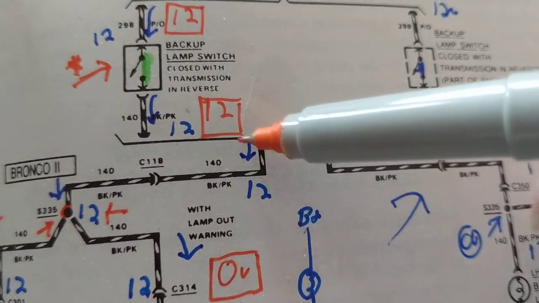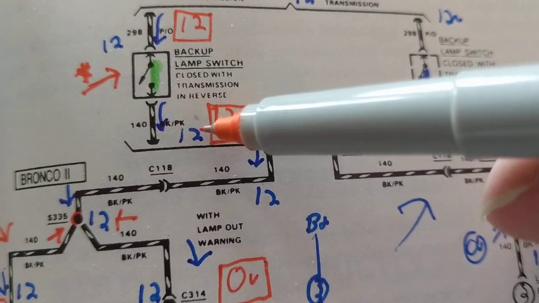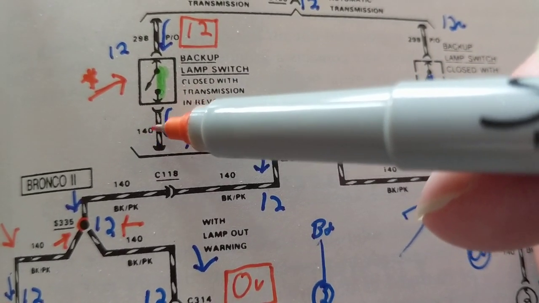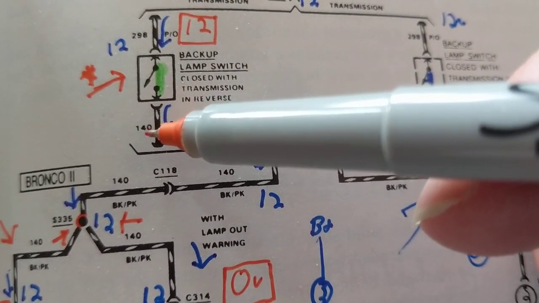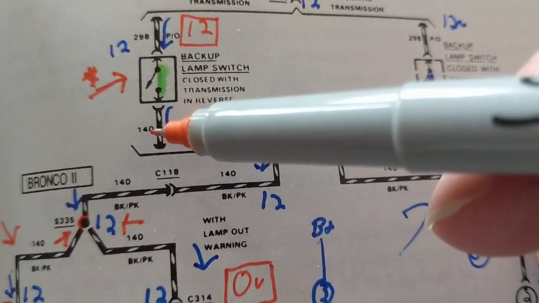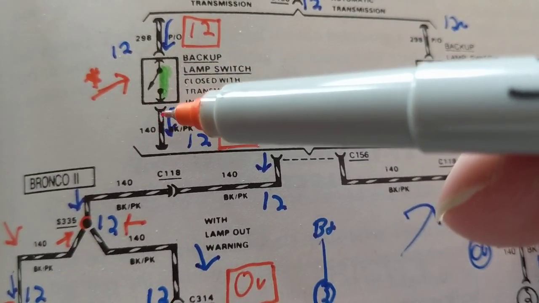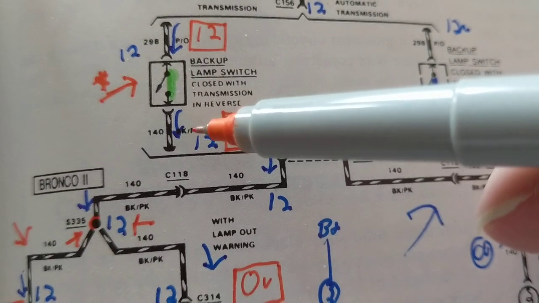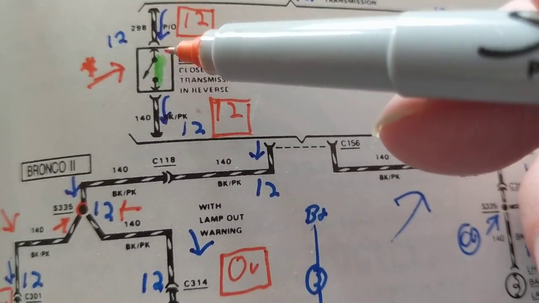Black and pink here, same wire. Black and pink. And the numbers just dictate the circuit trace. If you look in the book for the circuit, you would look under 140. That's where the circuit would be. So that's not really relevant to us. That's why I'm not really pointing that out that much.